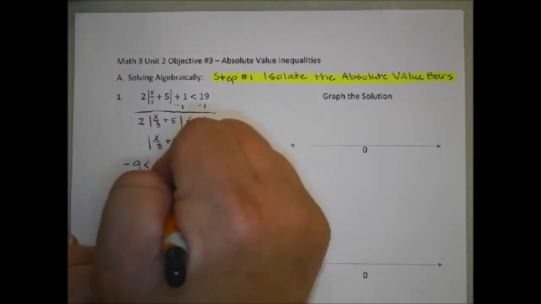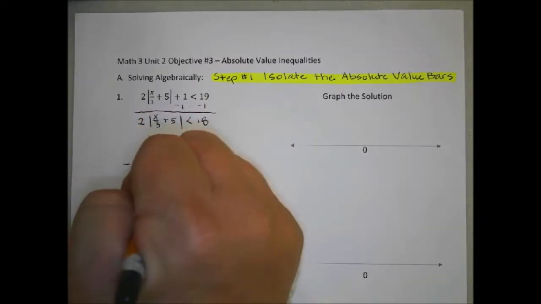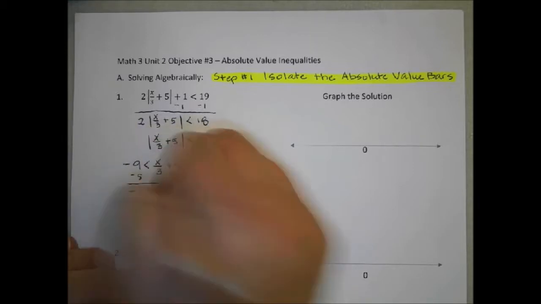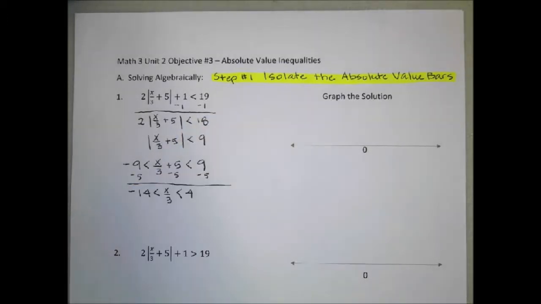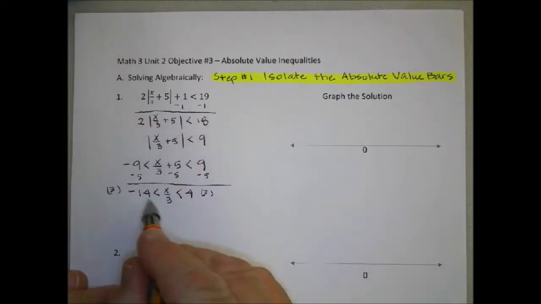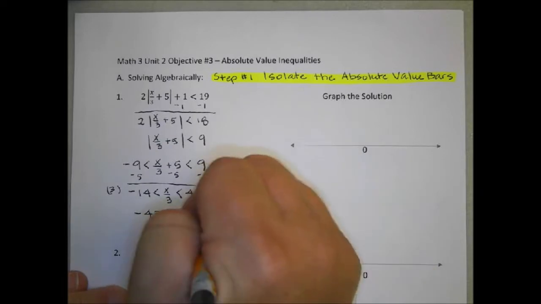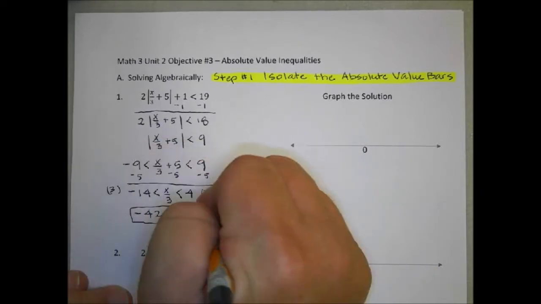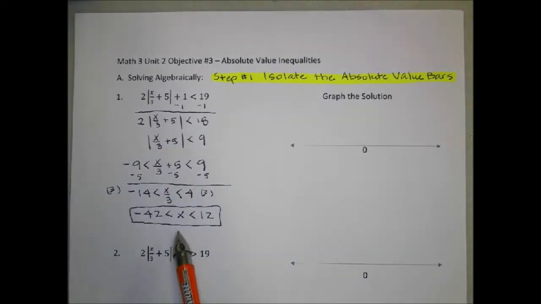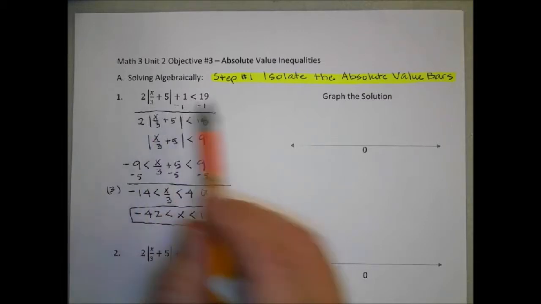I'm going to subtract 5 from both sides. And I have negative 14 is less than x over 3, which is less than 4. Now, the last thing I'm going to do is multiply both ends by 3. And that's going to give me negative 42 is less than x, which is less than 12. And that actually is my answer right there. This is telling me that all of the values of x that are sandwiched between negative 42 and positive 12 can be plugged into this inequality, and the answer will be less than 19.